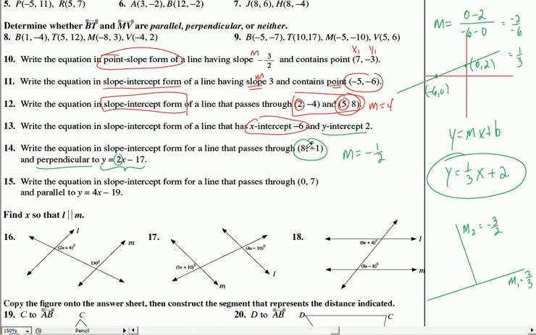Now, they give you a point, and now you know the slope. You can actually find the equation of that line. If you wanted to use point-slope form, you could. Let's just do it the way we kind of did this over here. Let's do the y equals mx plus b. Well, we know the b, which is negative 1/2.